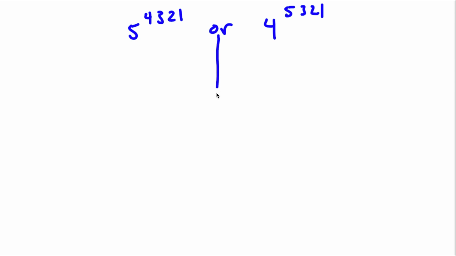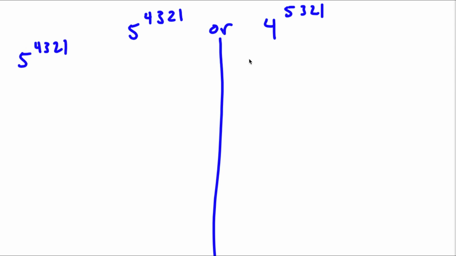Alright, so what we're first going to do is divide this into two parts. On my left hand side, I have 5 to the power of 4,321, and on my right hand side, I have 4 to the power of 5,321. And we're going to start by simplifying these two. So first off, let's start with 5 to the power of 4,321.